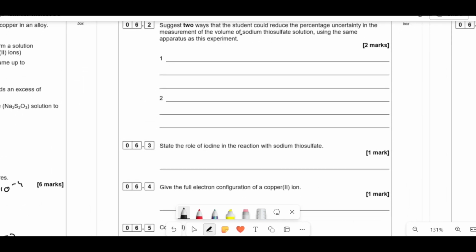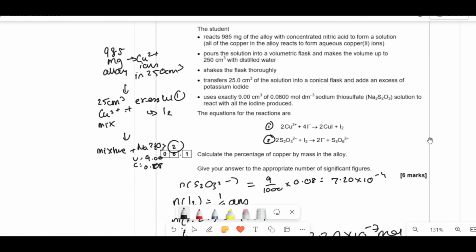So what that means in this question is you need to state 2 ways that this student could reduce it. You can't just say generally. You've got to actually look at, in this example, what they could do. So look at what they're measuring. It's the measurement of the volume of the sodium thiosulfate. So we want to make the thiosulfate volume go higher. 1, we could use more alloy, because eventually it will need more of this to react. And 2, we could just dilute this, so you need a higher volume of it.